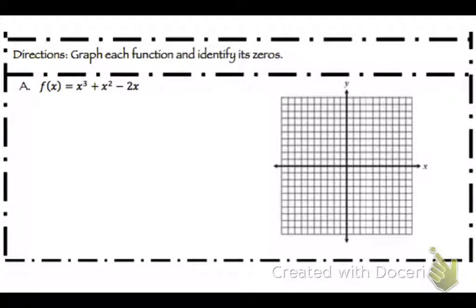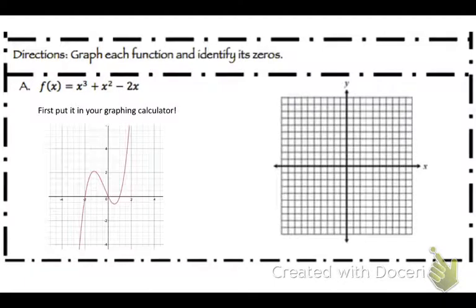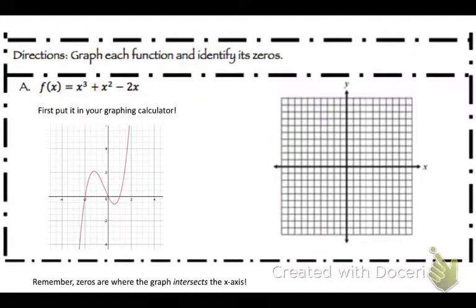If you have a calculator, pull it out right now, and I want you to put this function into your calculator. So x cubed plus x squared minus 2x. And you get a graph that looks like that. Now there's 3 zeros right there that cross. From this graph, you can kind of tell where they are, but let's find them in the calculator.